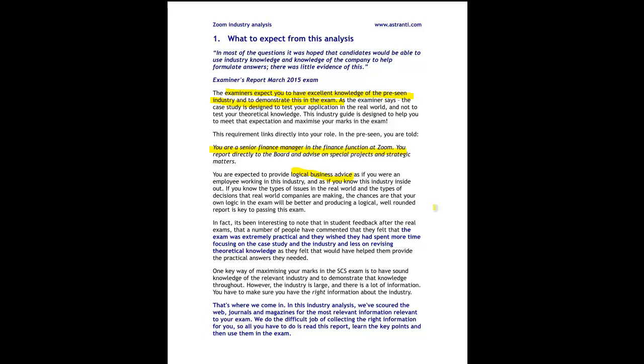And just to highlight again how important it is, when students of Astranti have sat the real world exams, we've asked them for feedback. And a number of people have commented that they felt that the exam was extremely practical and they wished they'd spent more time focusing on the case study and the industry and less on revising theoretical knowledge, because they thought that would have helped them provide the practical answers that the examiners are saying that they want from the SCS exam.